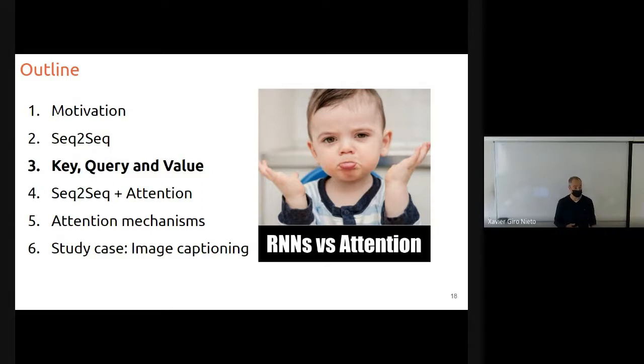Before doing that, I need to introduce or review some terminology that is very common in the field of attention mechanisms, especially the transformer, which are these terms of key, query, and value. Maybe you have heard about it. If not, don't worry, now I will explain.